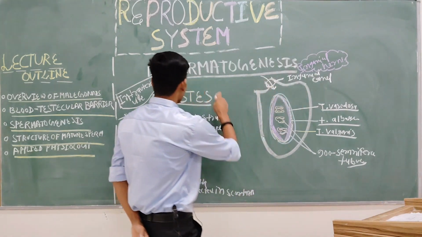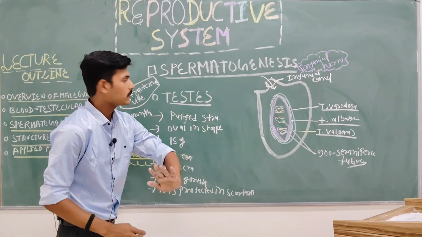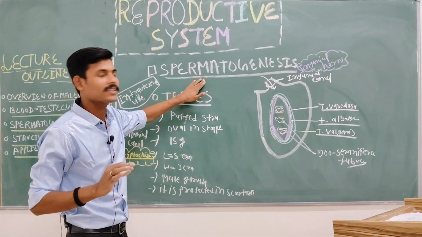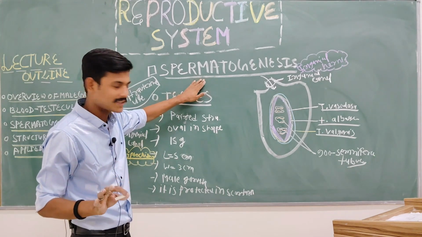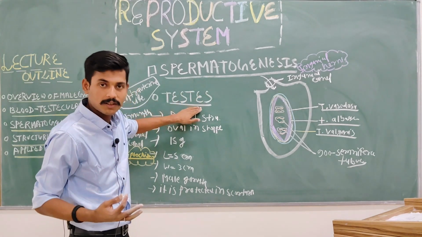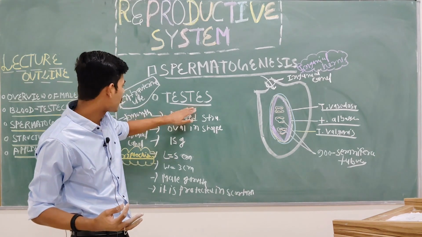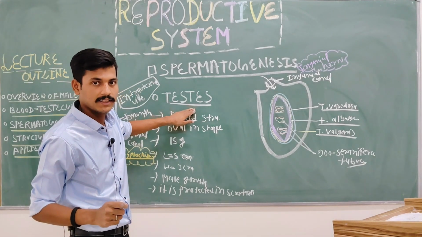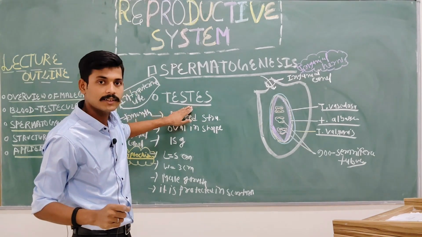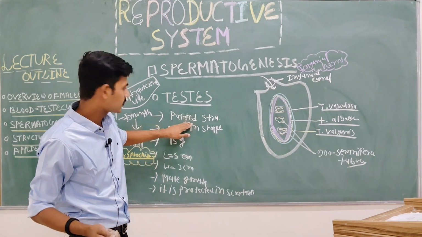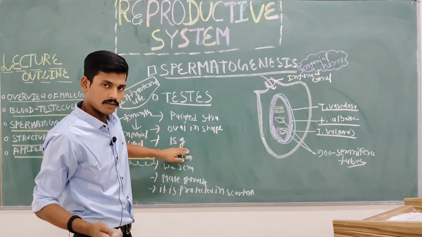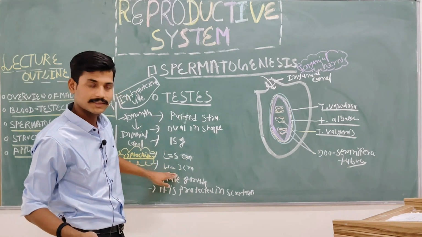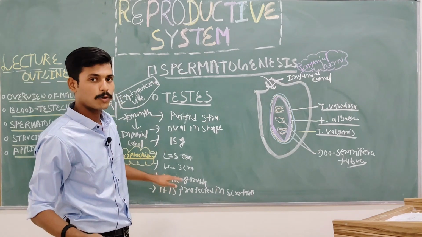Now you understood it. Let me summarize it once again. We are discussing spermatogenesis. Until now I have not given the definition of spermatogenesis. I am just going through the structure of the male reproductive system. First I told you about the male gonads, called the testis. It is a paired structure, oval in shape, approximately 15 gram in weight, 5 centimeter in length and 3 centimeter in width, and it is protected in the scrotum.